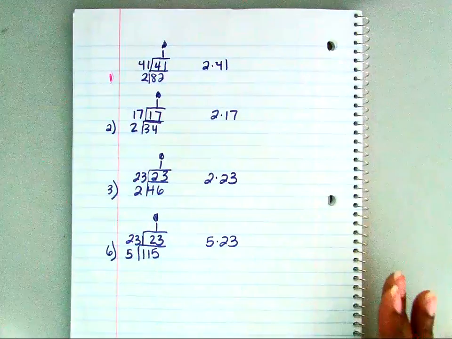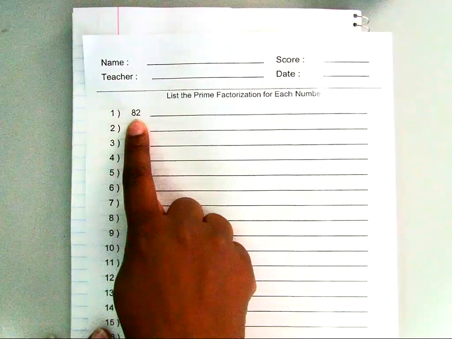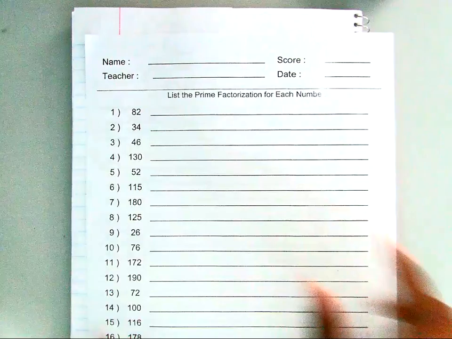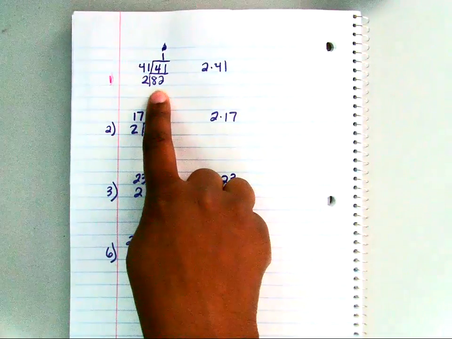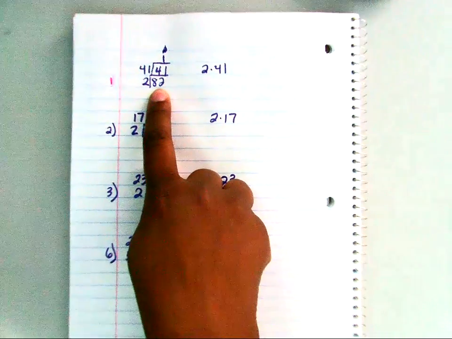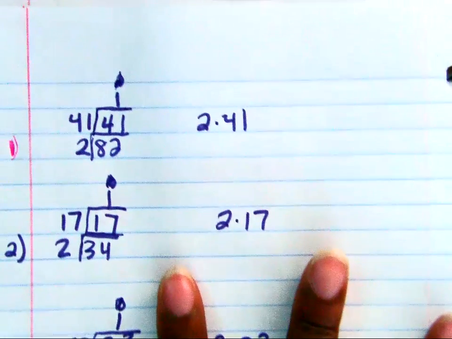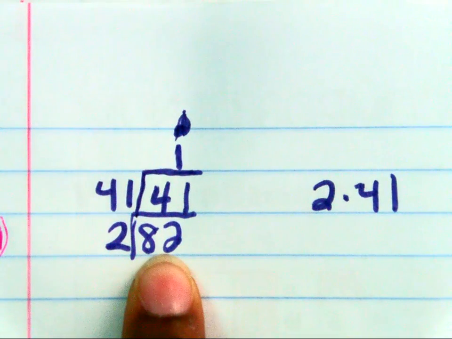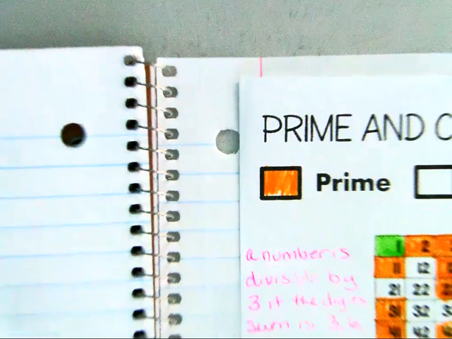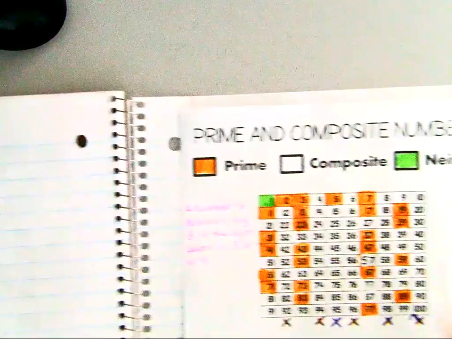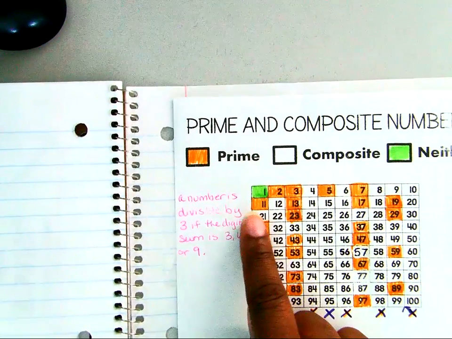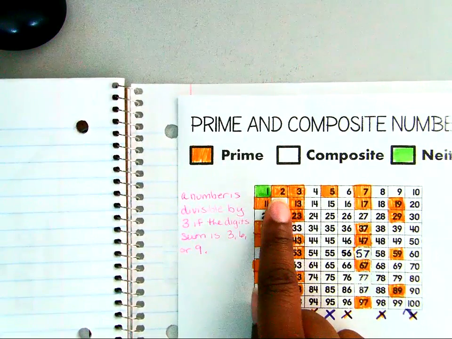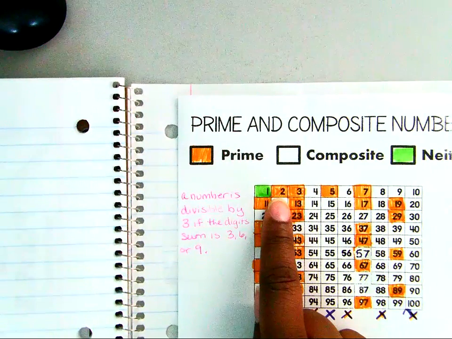So, number 1, the problem was 82. We had to list the prime factorization for 82. So we put 82 inside the first tier of the cake. I look at my prime number list. I look at my list and I say, what can I divide 82 by? What's the first number? 2. Okay, 82 is an even number. I'm going to use 2.